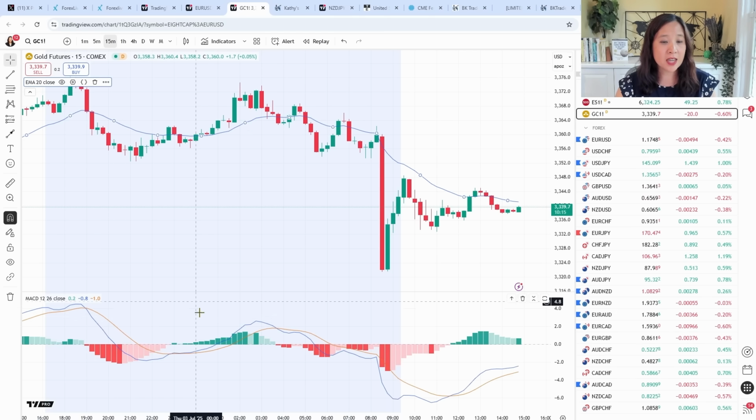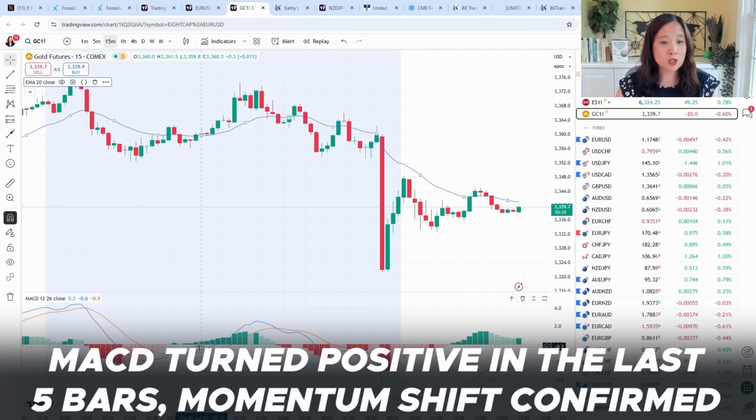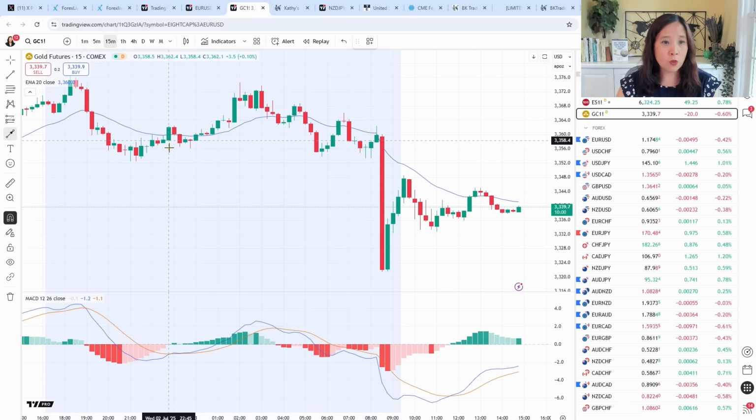If the MACD has turned from negative to positive 5 bars or less ago, then it's a signal to buy. Because what you're doing is basically buying a new change in momentum. So in this case over here, we have gold rising above the 20 EMA, but down here, the MACD is still negative. It's still red, so that's not a trade.